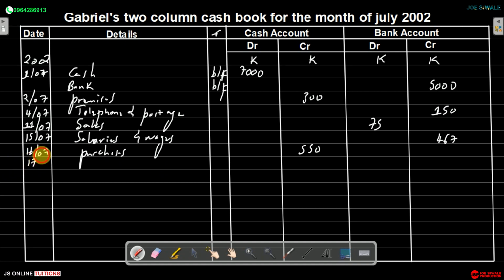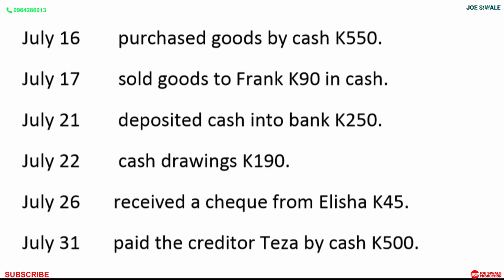So 17th of July. In our details, we're going to say Frank, and we're going to debit that amount, which is 90 kwacha. Then on the 21st of July, deposited cash into bank amounting to 250. So this type of transaction is a contra entry transaction.